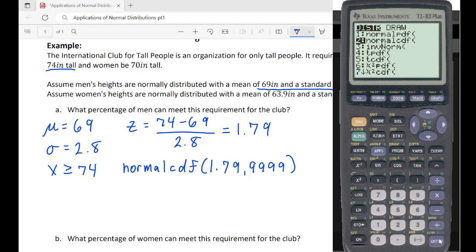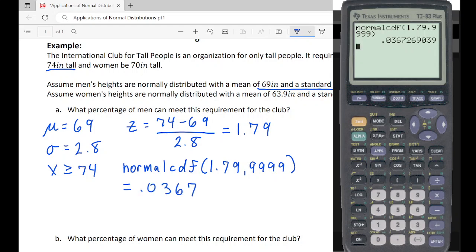So second vars and normal CDF, not PDF at all. It's CDF, and it's going to prompt you. So we'll put in 1.79, comma, 9999. And again, if you have an 84, it'll tell you lower and upper bound, and then you'll just hit paste. But for the TI-83, you'll just close the parentheses and hit enter. And it's going to give you 0.0367.